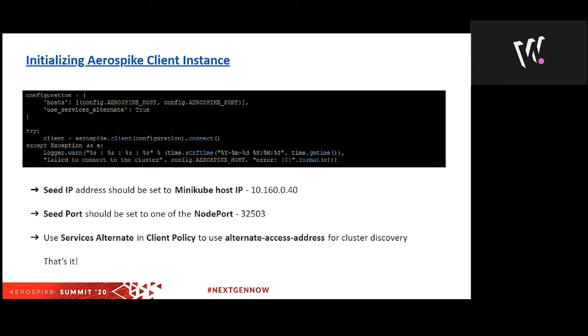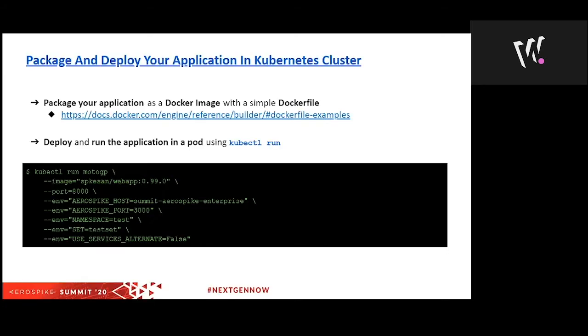This is an example for Python client. The exact config name may change depending on the client library that you're using. So that will make use of the alternate access address or the node IP and node port for the cluster discovery, and you can easily connect to your Aerospike cluster that is deployed on the Kubernetes environment. So this is one way where your application is outside the Kubernetes environment.